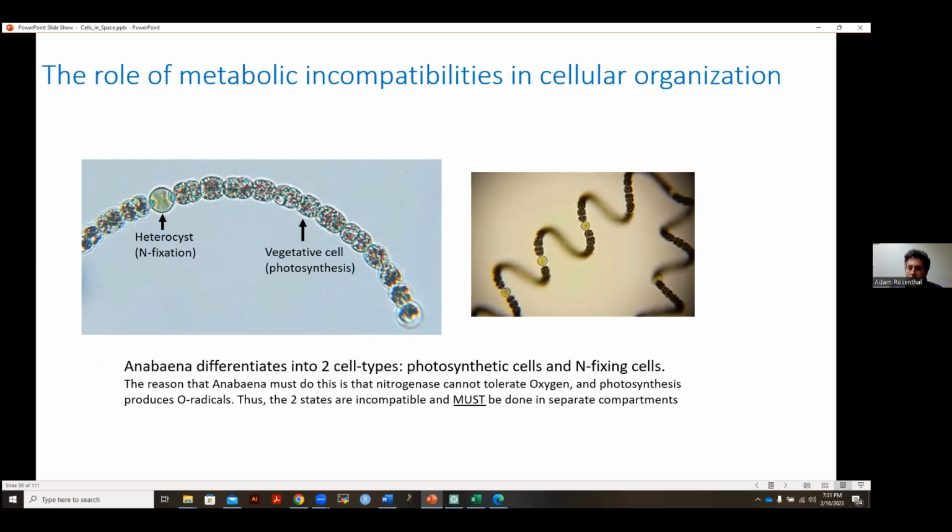About 70% to 80% of all the protein that this cell makes is nitrogenase. But nitrogenase is very, very sensitive to oxygen radicals, and so you cannot do photosynthesis, where you have oxygen radicals, and fix nitrogen at the same time. So Anabaena said, okay, I can't do it at the same time in the same cell, but I can still do it at the same time if I differentiate. And I think that this is what we are seeing in other systems. That's one example of this.